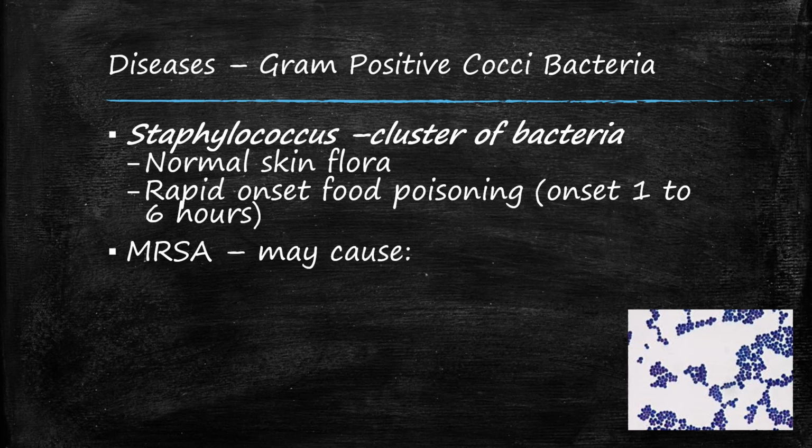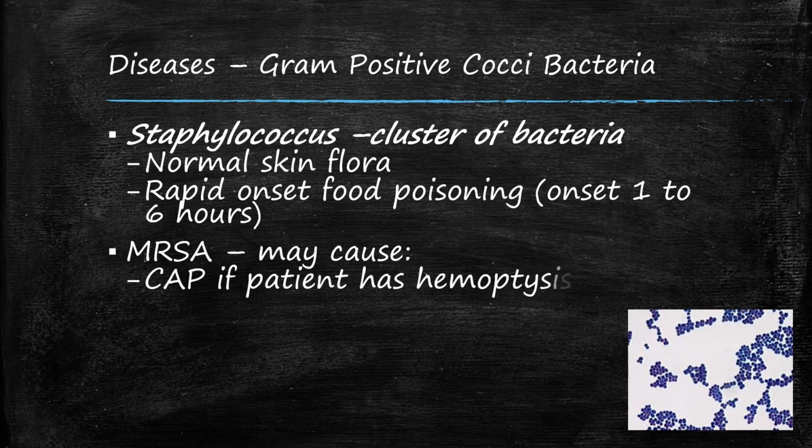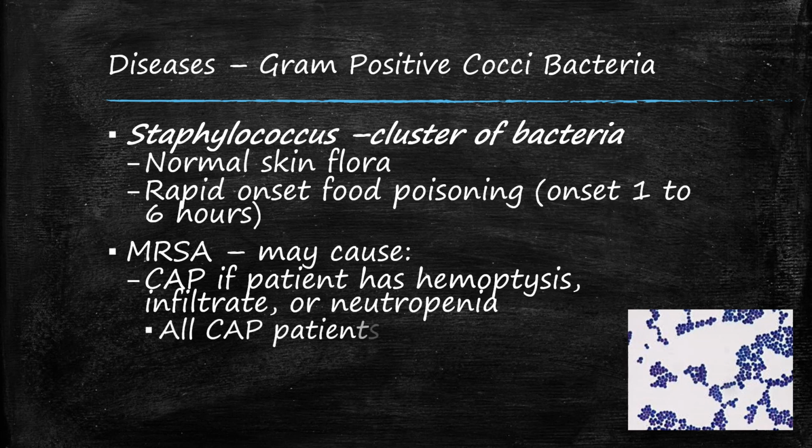A type of Staphylococcus is MRSA, methicillin-resistant Staph aureus, and it can cause a variety of diseases. Specifically for the CIC study material, we'll talk about CAP, community-acquired pneumonia. If a patient has hemoptysis, infiltrates, or neutropenia, we might suspect CAP. Or cellulitis, which might be MRSA cellulitis, with purulent drainage.